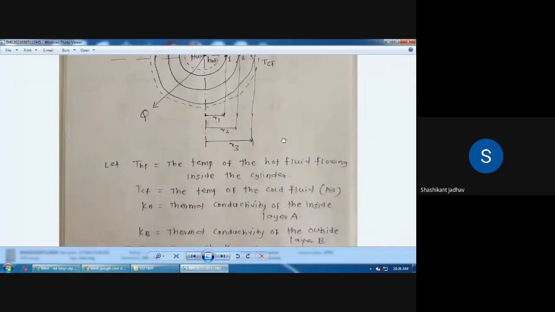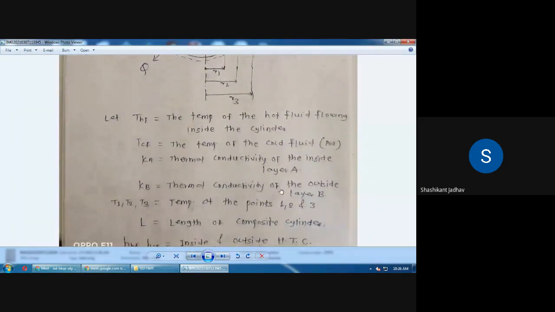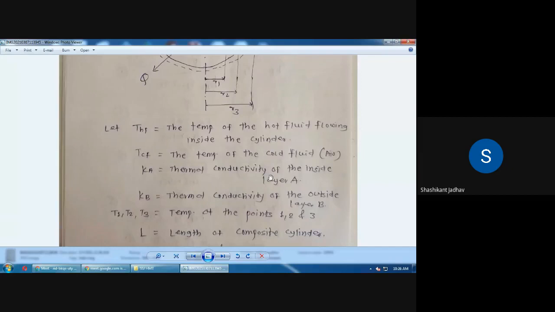So first of all, write down the meaning of each term. THF. So what is the meaning of THF? The temperature of the hot fluid flowing inside the cylinder.